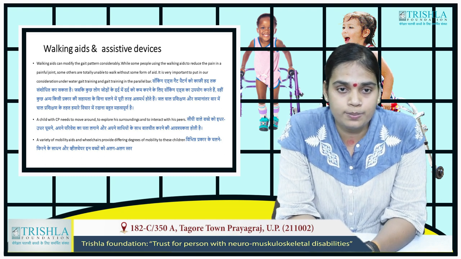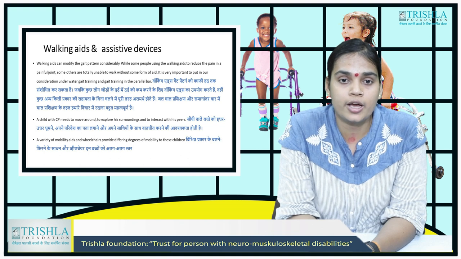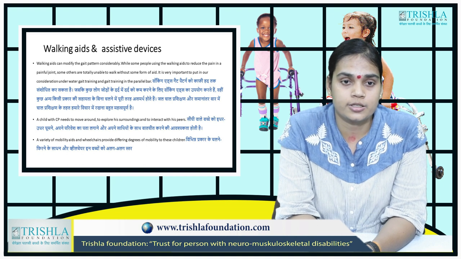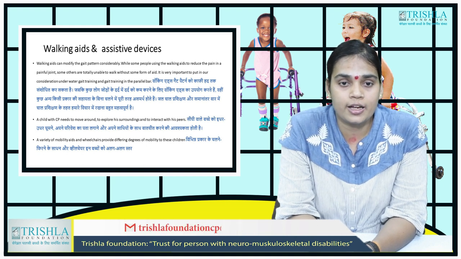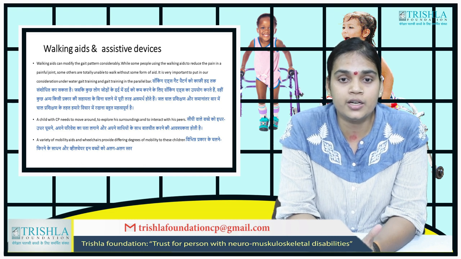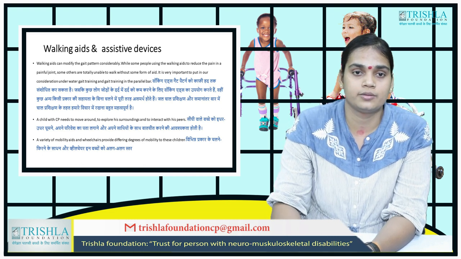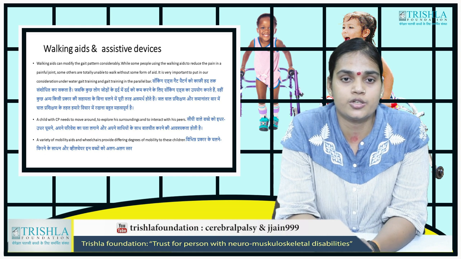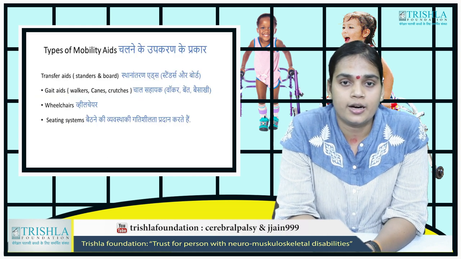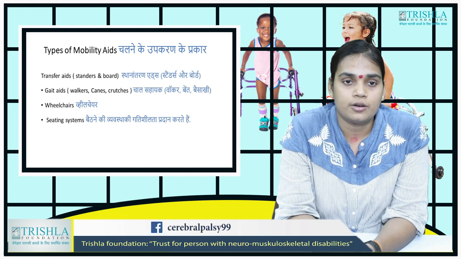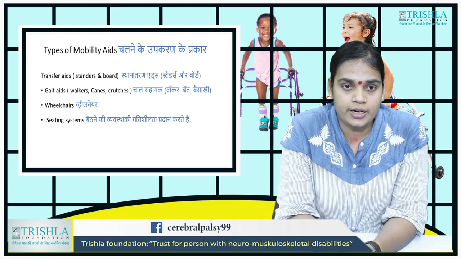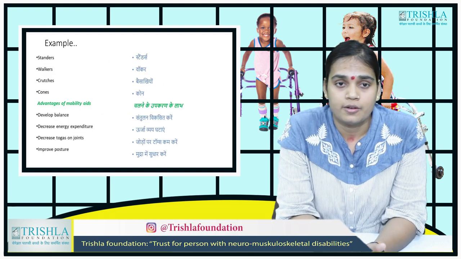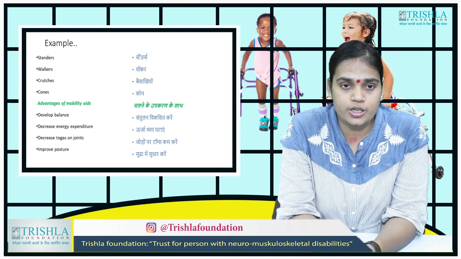A child with CP needs to move around to explore his surroundings and to interact with his peers. A variety of mobility aids and wheelchairs provide different degrees of mobility for these children. It helps your child to move from one place to another and gives strength to them. What are the types of mobility aids? Transfer aids, gait aids, and wheelchair sitting systems. Examples: standers, a walker, crutches, canes.